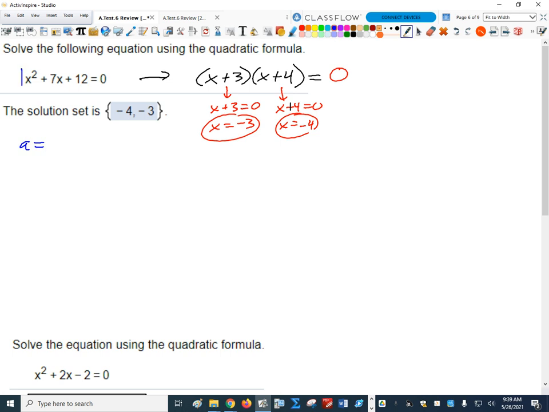We see a is 1, b is 7, c is 12. And we know, okay, you guys remember the quadratic formula? x equals, you remember seeing this? What is it?